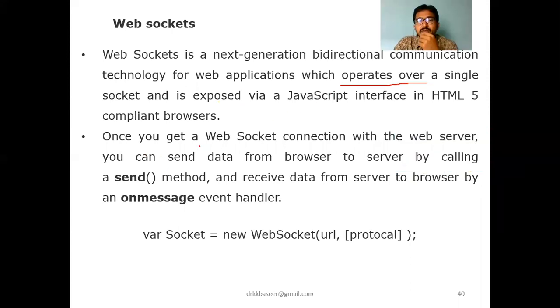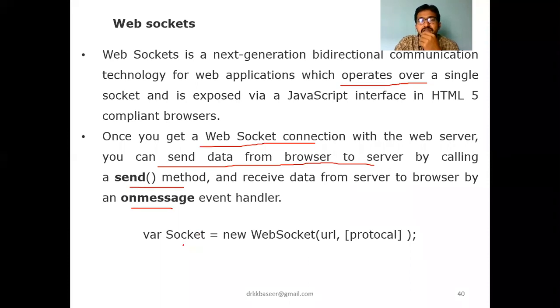Now once you get a WebSocket connection with the web server, you can send data from the browser itself to the server by calling a method called send, and receive data from the server to the browser by a handler called onMessage. Now how to create a socket: in JavaScript, the line is socket equal to new WebSocket. Like in Java you are creating objects, right? How do you create objects in Java? With the help of the new operator. So the new keyword. So for WebSocket you need to mention the URL and protocol. URL is mandatory, protocol is optional.